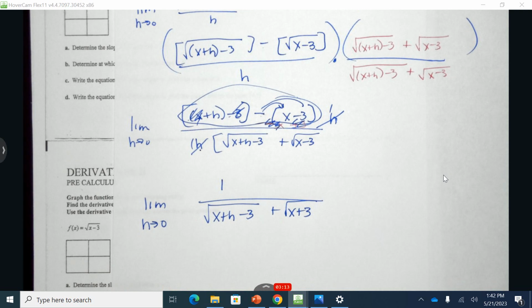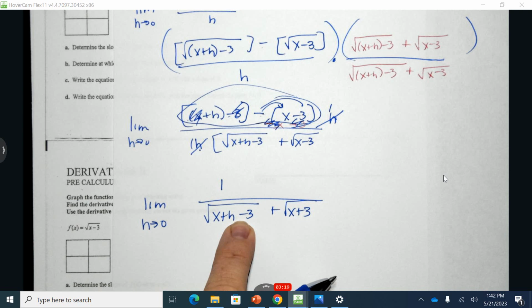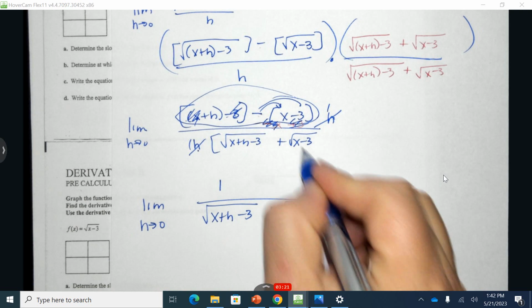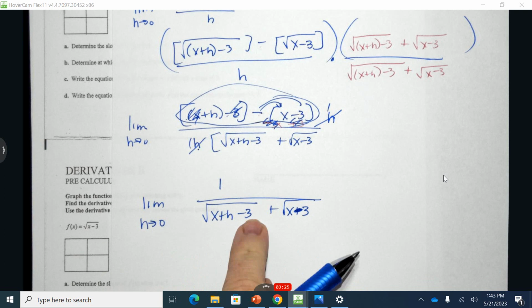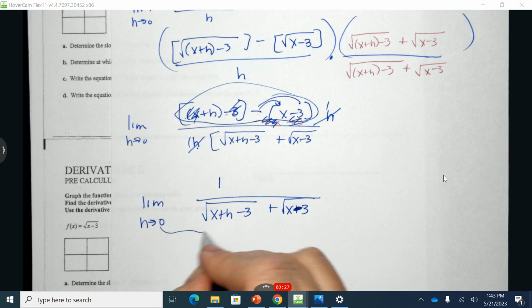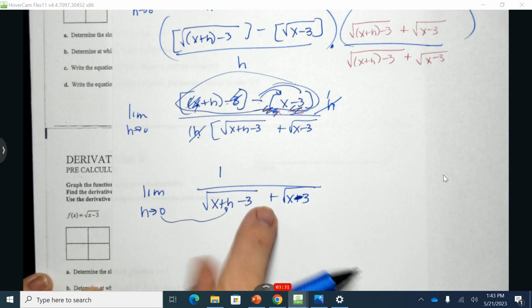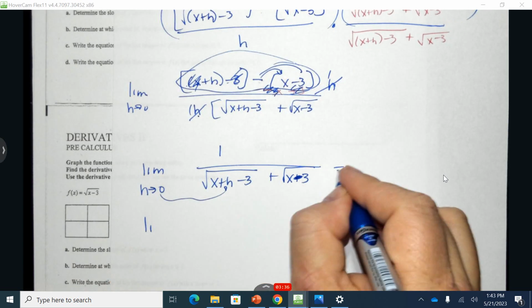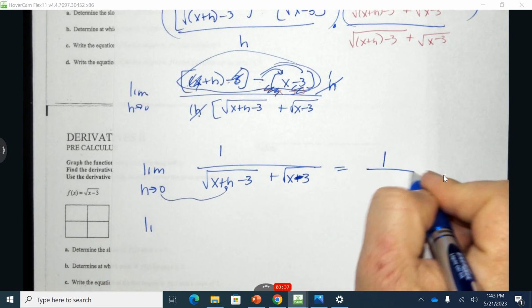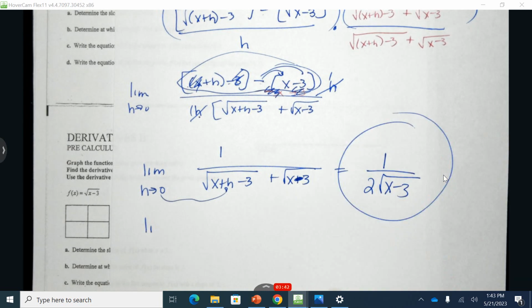Okay, so now when I plug in 0 for h, I'm left with the square root of x minus 3. Oops, and this was supposed to be a minus sign. Sorry about that. The square root of x minus 3 and the square root of x minus 3 when I substitute in 0. So I have two quantities of the square root of x minus 3. That means I am left with, when I evaluate this, 1 over 2 quantities of the square root of x minus 3. This is my derivative.